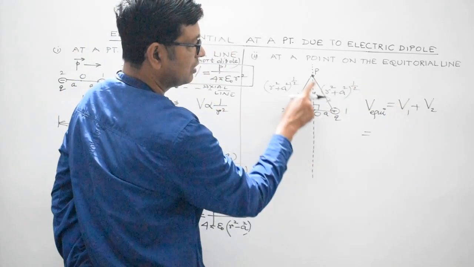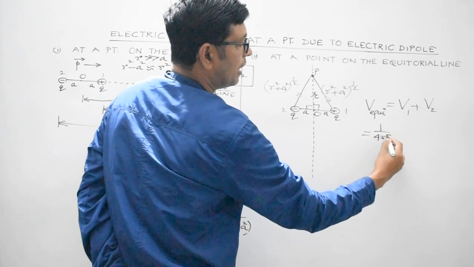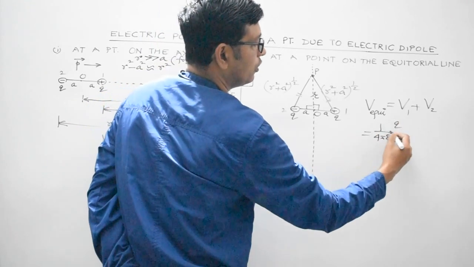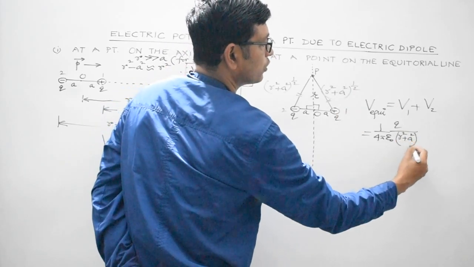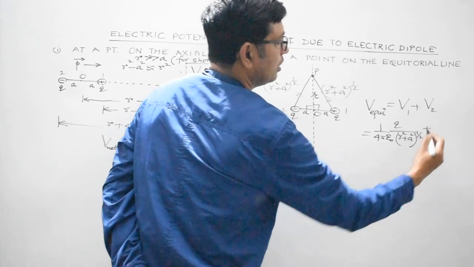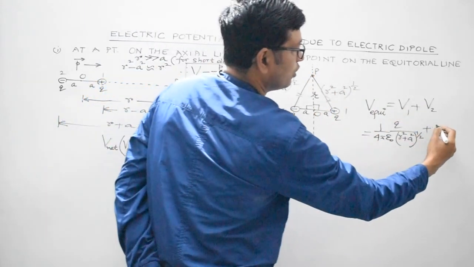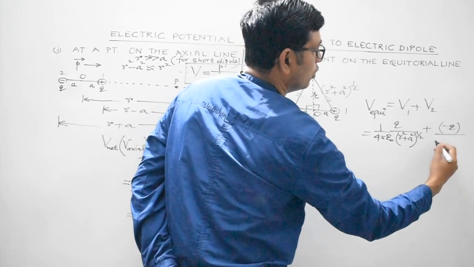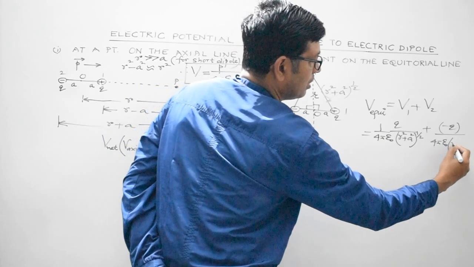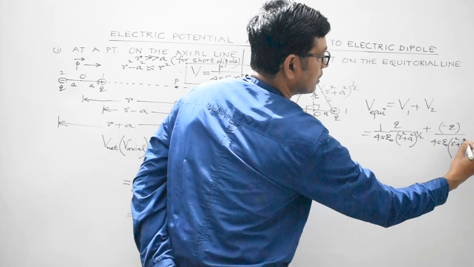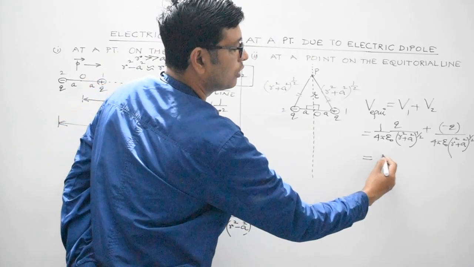V1 is the potential at point P due to this charge, so it is K, that is 1 over 4 pi epsilon, charge positive Q, distance (r square plus a square) to the power half, plus V2, the potential at point P due to the negative charge, so minus Q over 4 pi epsilon, again the same separation, (r square plus a square) to the power half. So it is equal to 0.